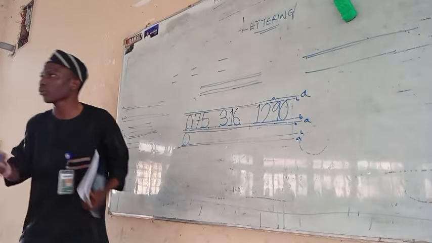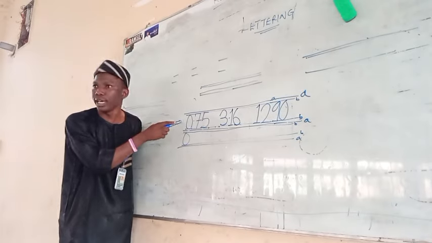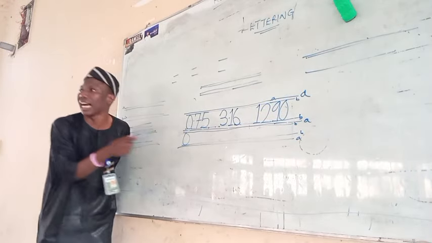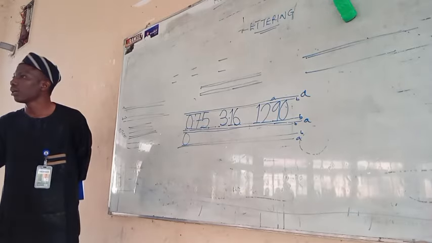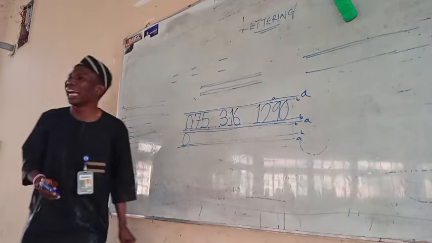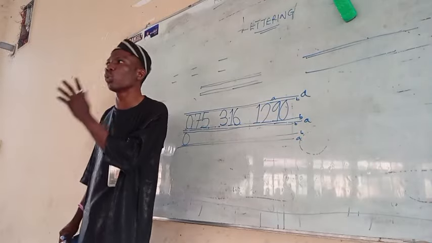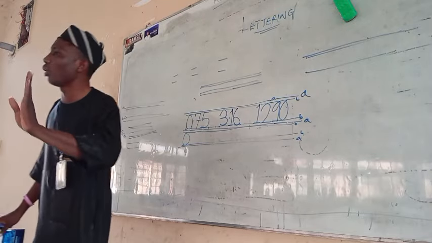Please get me right. We started with a thick line. The next one was a faint, then thick, then faint, and thick. I don't like that. Am I clear on that? So when you are lettering, please and please, your faint line should be almost invisible. Am I clear on that?